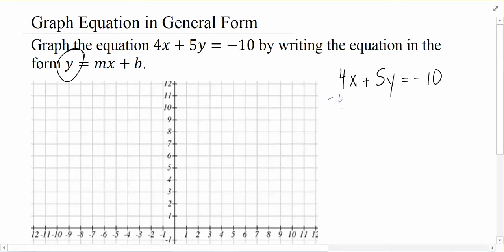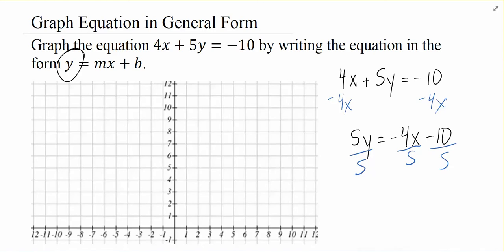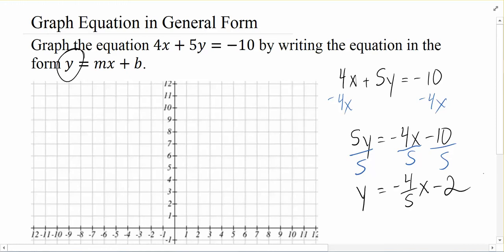To do that, we're going to start off by subtracting 4x from each side. That's going to leave 5y on the left, and the right is negative 4x minus 10. Then to complete the y by itself, we're going to divide both sides by 5. On the right-hand side, when we're dividing both sides by 5, we have to think about that like distribution, that the 5 needs to go into both of them. So we get y equals negative 4/5 x minus 2.